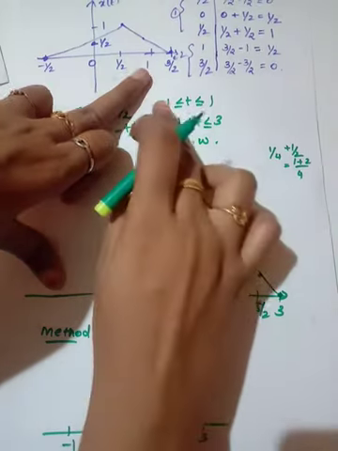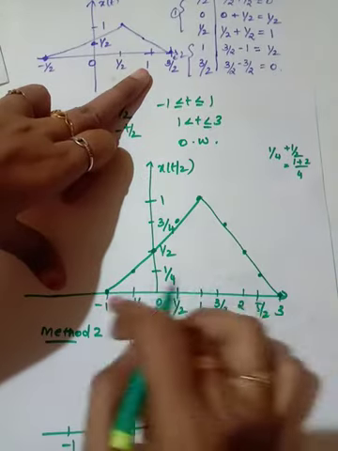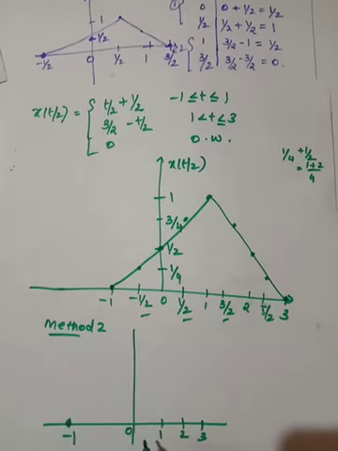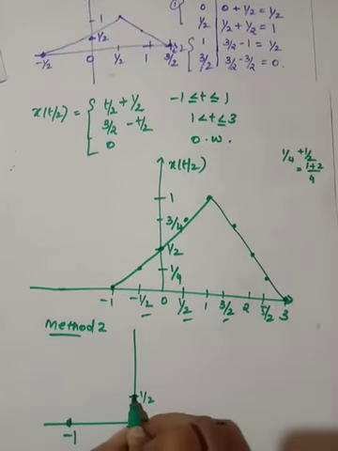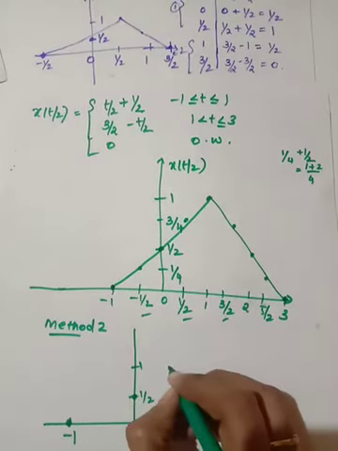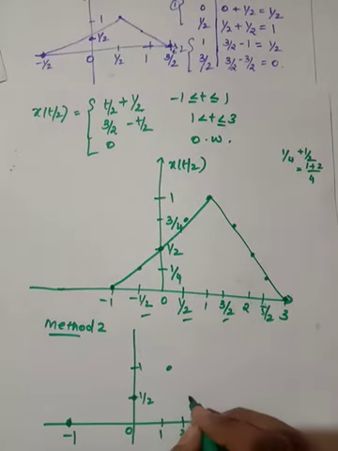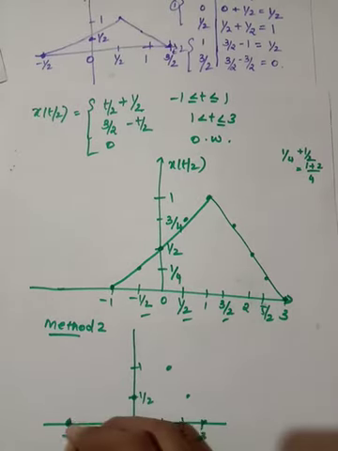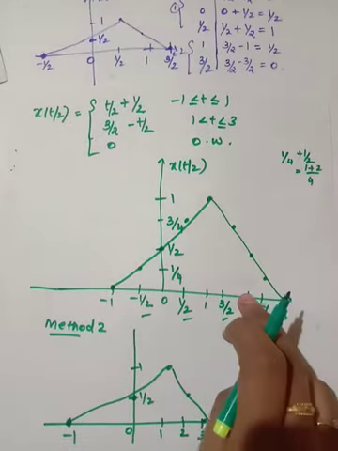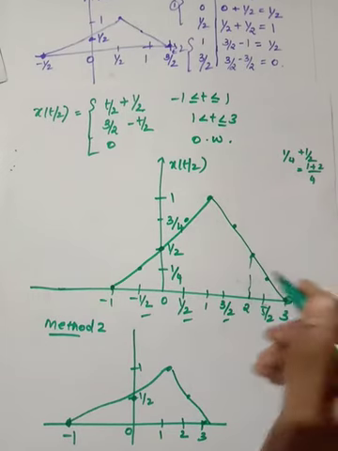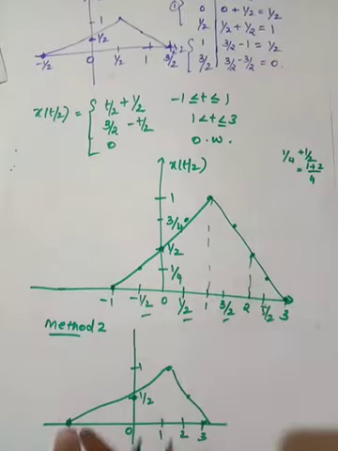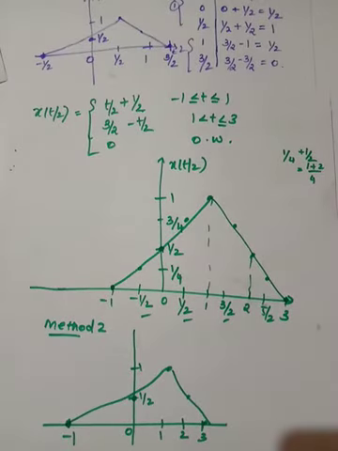Here, instead of substituting each and every value, I am getting it directly, but the meaning is the same. So now for minus 1 it is 0, for 0 it is 1 by 2, for 1 it is 1, for 2 it is 1 by 2, for 3 it is 0. So the same signal. Here also at 3 it is 0, at 2 it is 1 by 2, at 1 it is 1, then at 0 it is 1 by 2, at minus 1 it is 0. Same thing you will get.